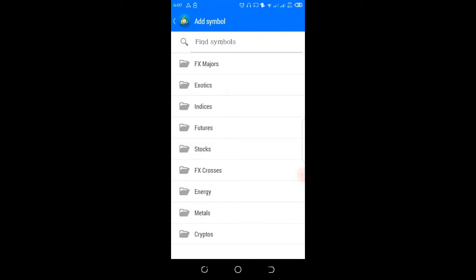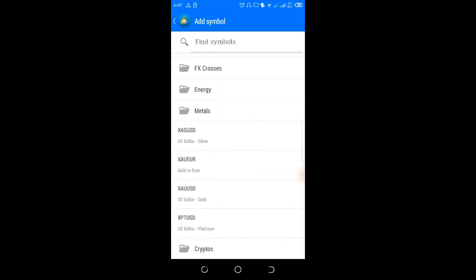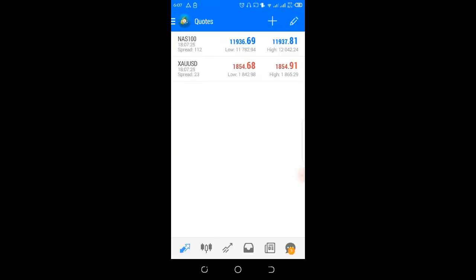The other instrument I trade is actually a metal, and it is gold, represented as XAU/USD. So those are the two instruments I concentrate on. I would add others, but I feel there's no need for that right now, as I'm just showing you with a demo account.